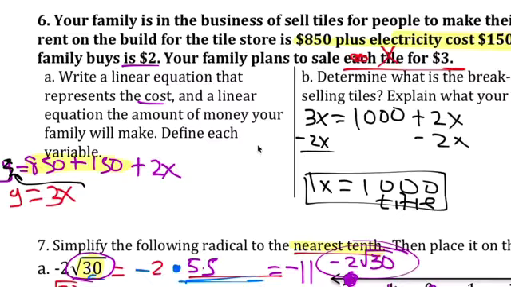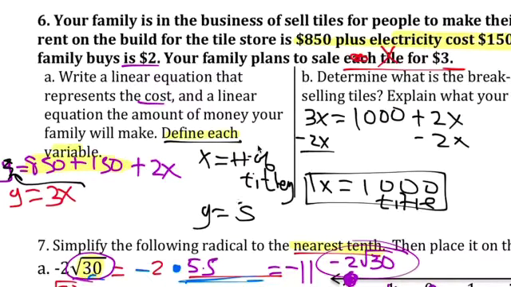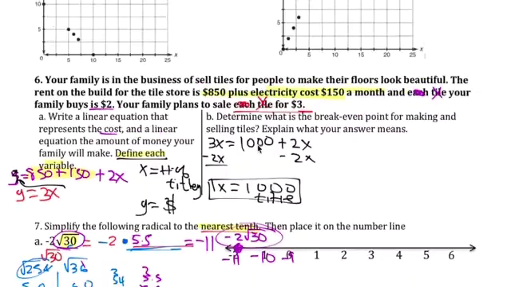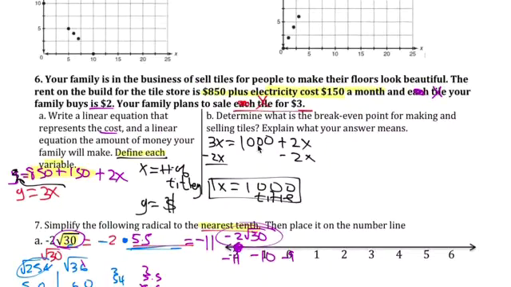Oh, x represents to define each variable. So remember, x represents the number of tiles. And y equals the cost or income. Money.